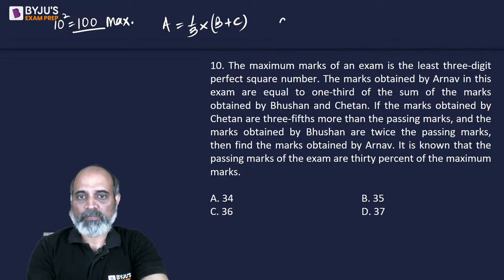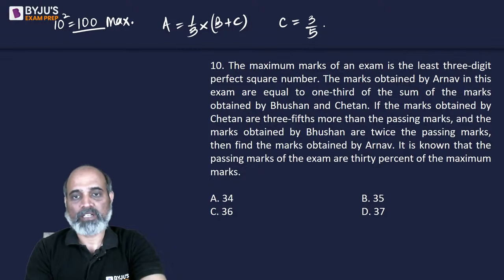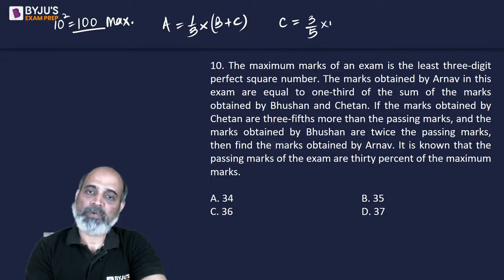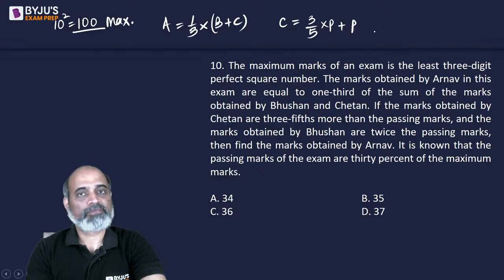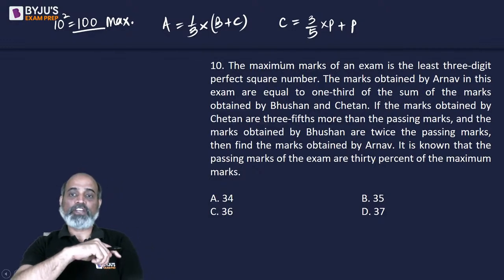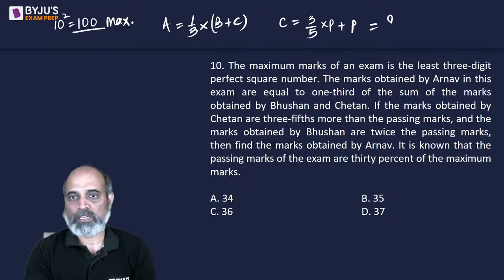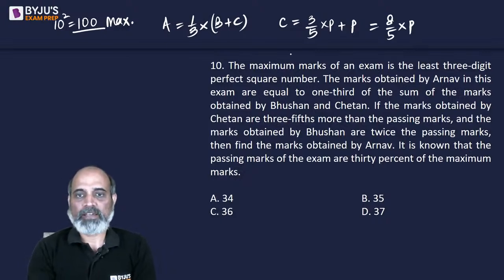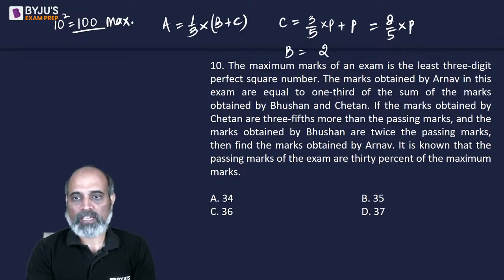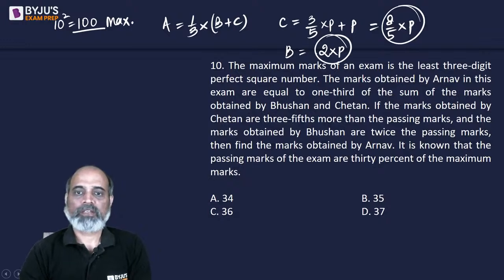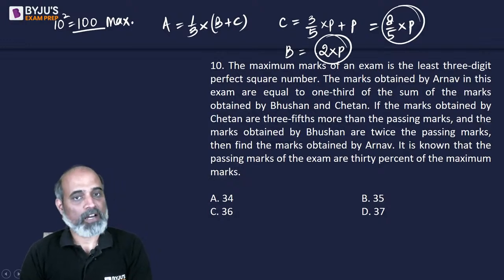If the marks obtained by Chetan are 3/5 more than the passing marks, so 3/5 of passing marks plus passing marks. Okay, so it is 3/5 more than the passing marks. So this becomes 8 by 5 times of passing marks. And the marks obtained by Bhushan are twice the passing marks. Then find the marks obtained by Arnav. So we need to find out what is the value of A from here. B and C we have already figured out.